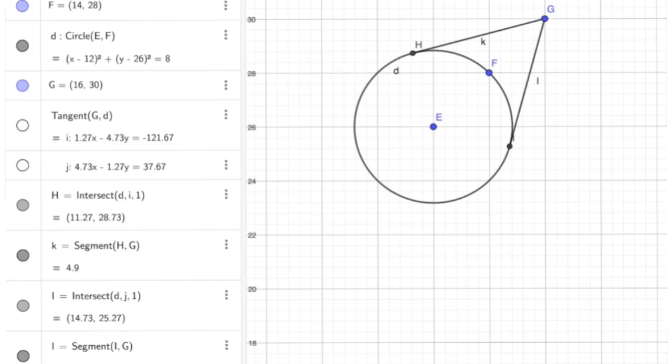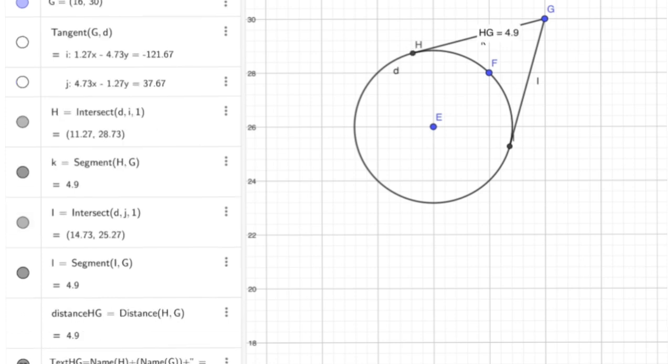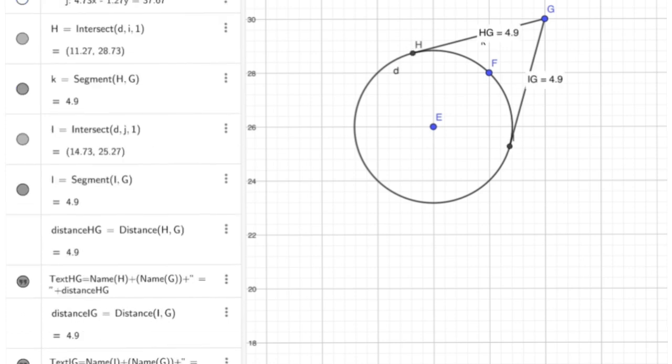So in this case, you have two tangent segments, tangent to the given circle E, and they are both connected to the external point G. Corollary number 1 simply states that these two tangent segments from a common external point should be congruent. To check that, let's see their distances from H to G and I to G. As you can see, they're both 4.9, so it's indeed correct.